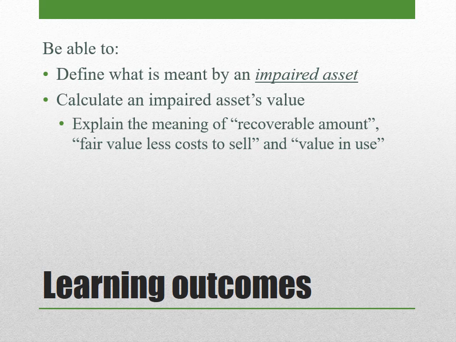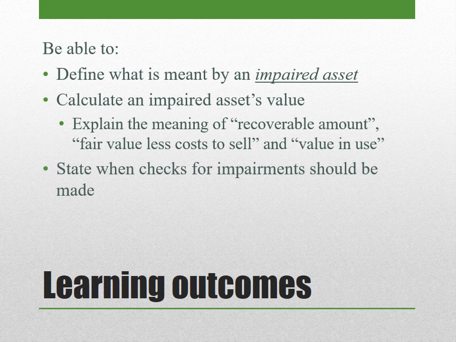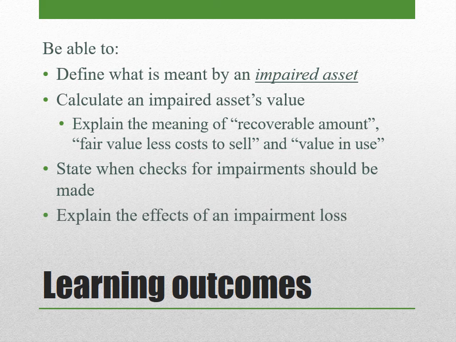We're going to show how an impaired asset's value would be calculated, and in doing so we'll define the meaning of terms such as recoverable amount, fair value less costs, and value in use. We'll also talk about when checks for impairments should take place, as well as explain the effects of an impairment loss and the sorts of things that would be included in a set of financial statements.